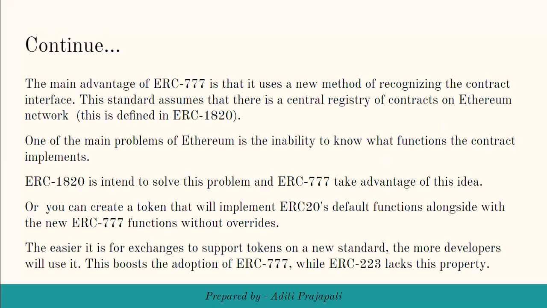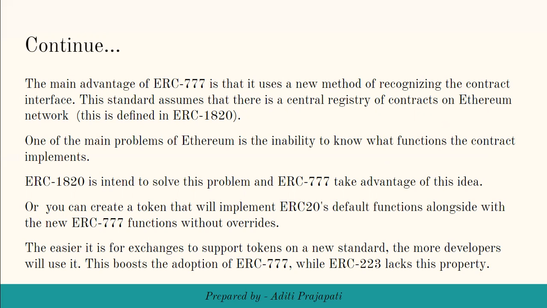The main advantage of ERC777 is that it uses a new method of recognizing the contract interface. This standard assumes that there is a central registry of contracts on the Ethereum network. This is defined in ERC1820. Everyone can invoke this registry to know if a certain address supports a particular token or not. Thus, it creates a problem. What problem? That we don't know what kind of function the contract will implement. Since this registry is accessible to every user, they can use any kind of contract.